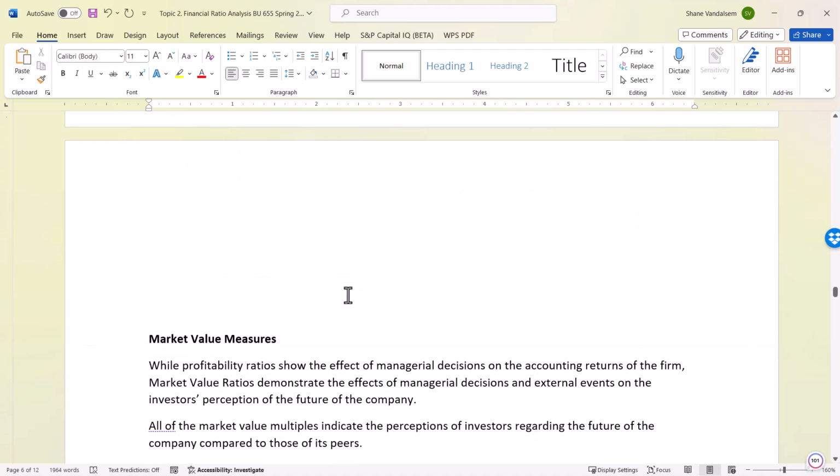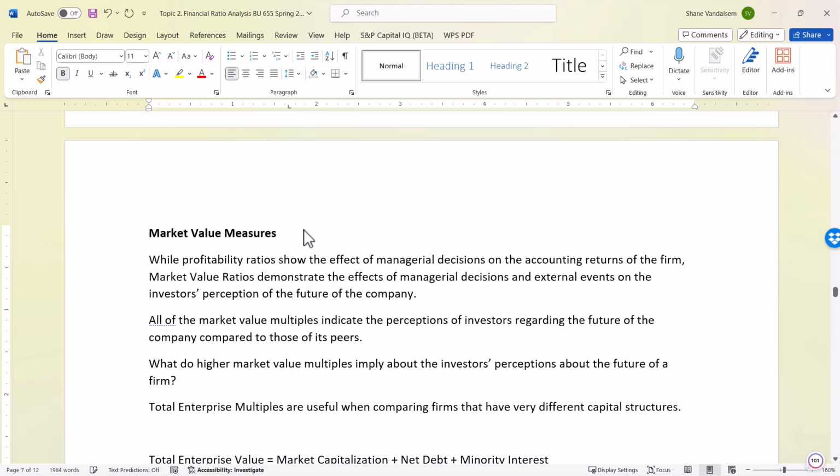So moving on from that, we're going to start now talking about market value measures. These differ from the other ratios that we've looked at so far because all of the other ratios can be calculated from the income statement, the statement of cash flows, and the balance sheet. This new set of ratios, though, incorporates market values of specifically the stock of the company. And so we have to go beyond what's just provided in the financial statements and start looking at the prices of the stocks for the firm.